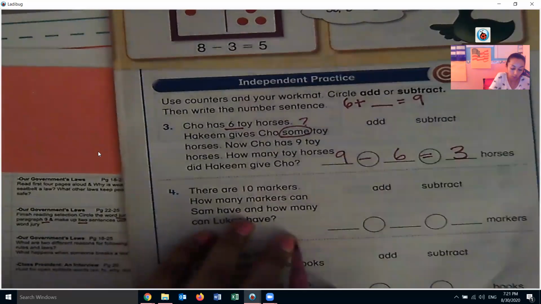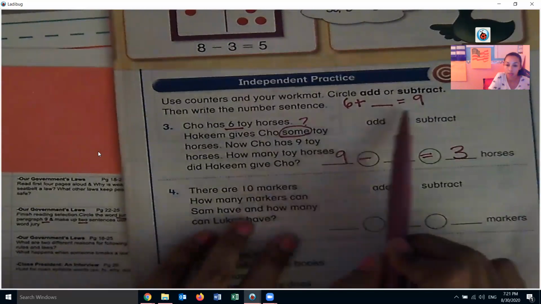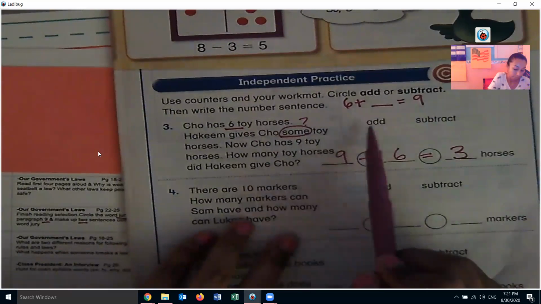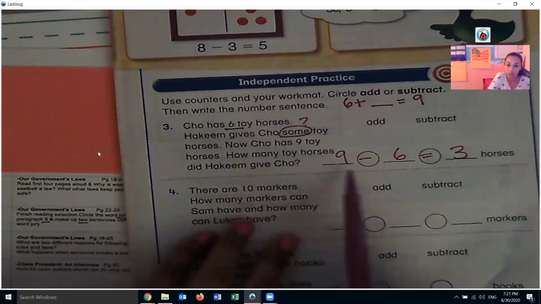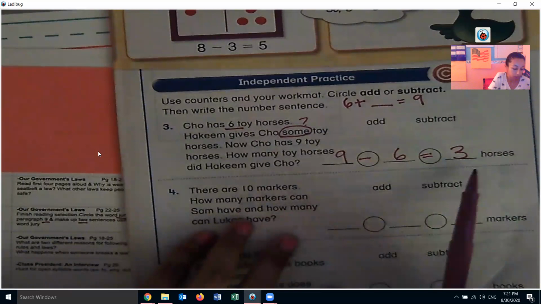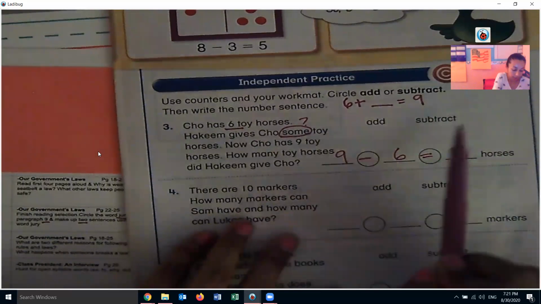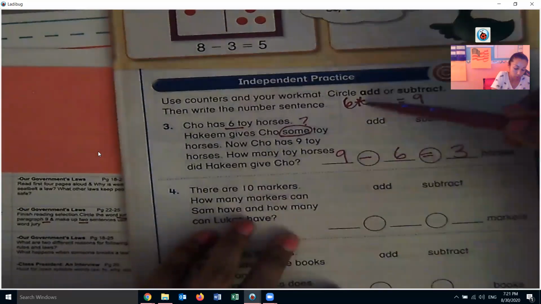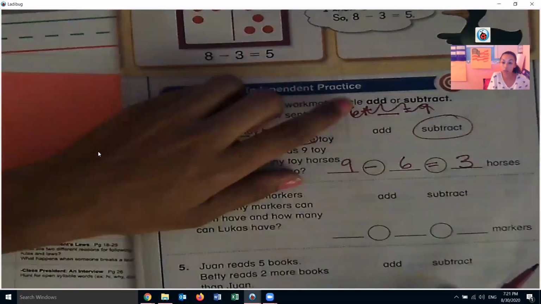So if this way makes more sense to you, you can say add. But if you work kind of backwards and you have your whole minus the part you know gives you the part you need to know, you can choose subtract. I'm going to pretend I just did subtract, but again, this way works too, and it is correct.